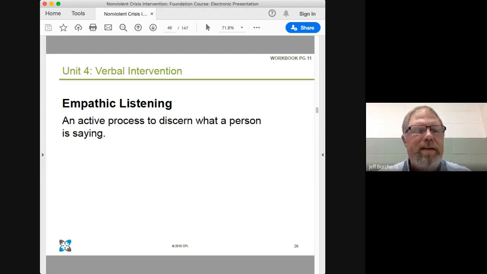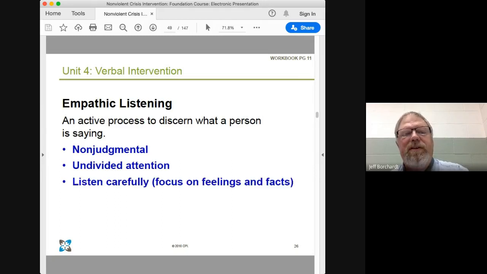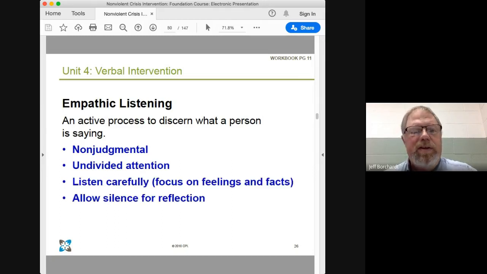Empathic listening. Okay, it's an active process to discern what the person is saying. So we're listening with much more than our ears. We're listening with our entire body. So it's really important for us during this empathic listening to be non-judgmental. The student might say things that you don't agree with.